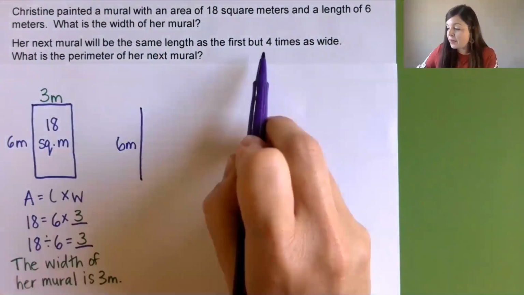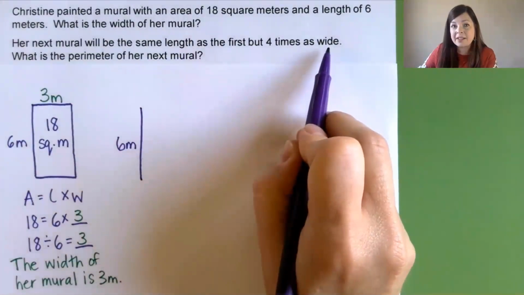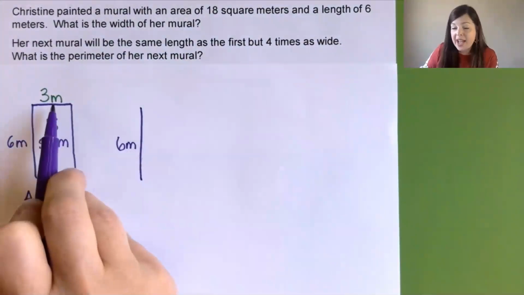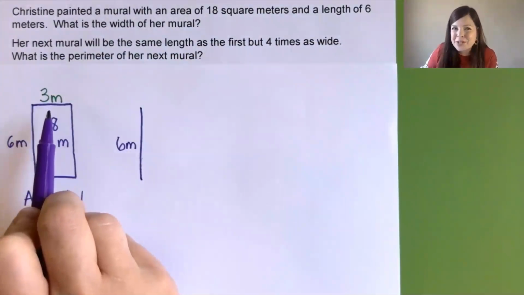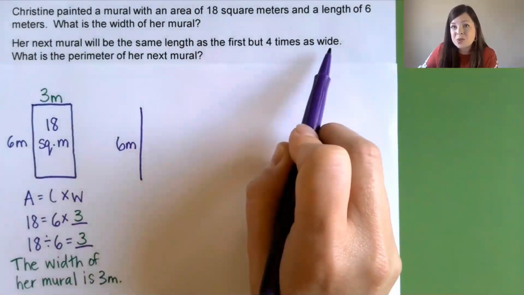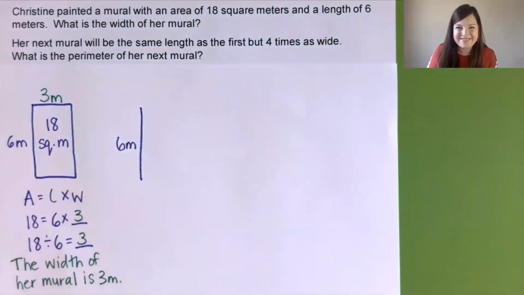And then it says, but 4 times as wide. So her next mural will be 4 times as wide as the first one. We know her first mural was 3 meters wide. So how many copies of her first mural will we see in the second mural? We'll see 4 copies because it says it was 4 times as wide as the first one.